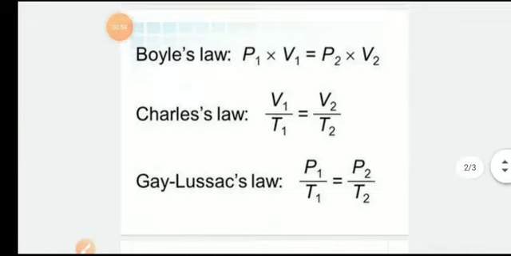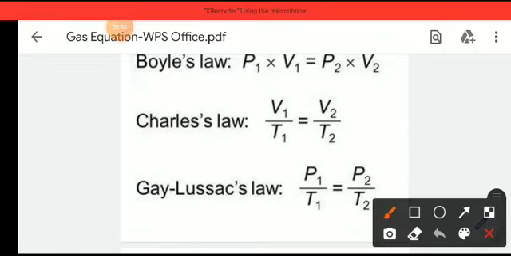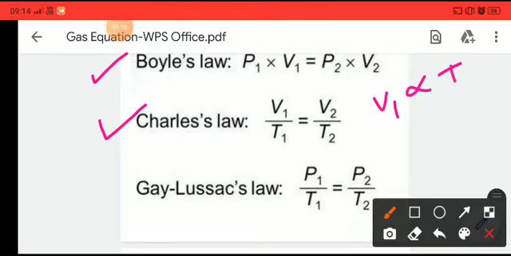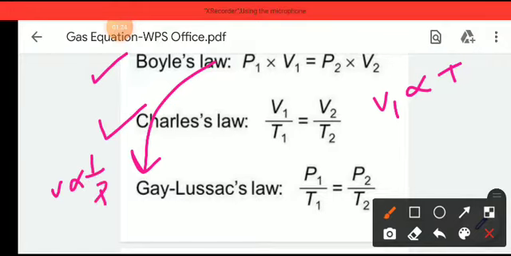By this time you already know that the mathematical expression of Boyle's law is P1 V1 is equal to P2 V2, as well as the Charles' law expression. Charles' law states that if the pressure is constant, then the volume is proportional to temperature, that is V is proportional to T. Whereas Boyle's law states that if temperature is constant, then volume is inversely proportional to pressure.